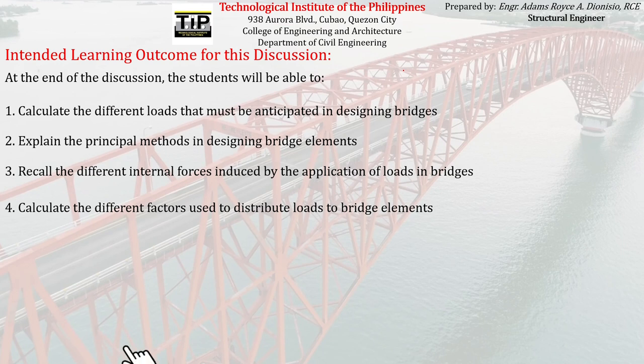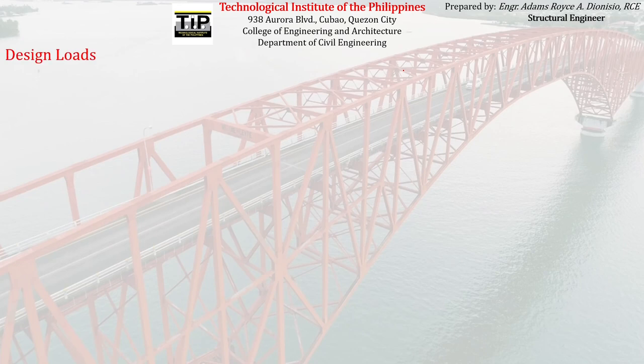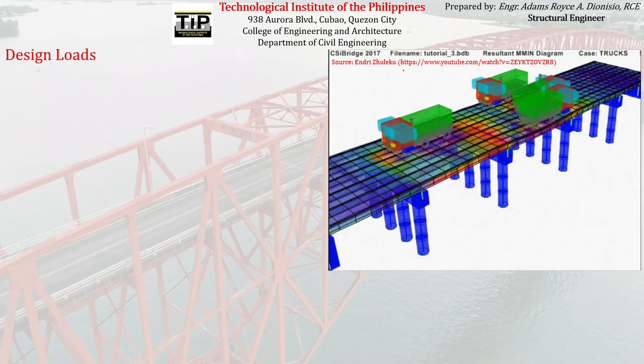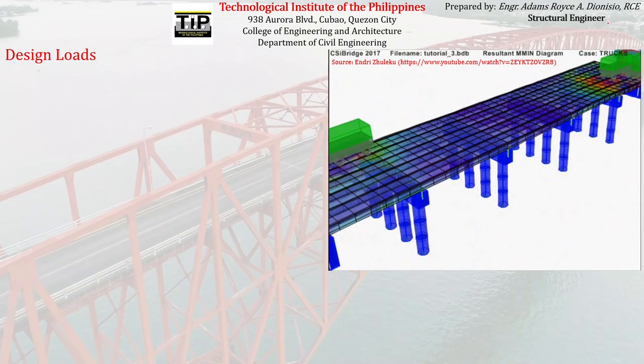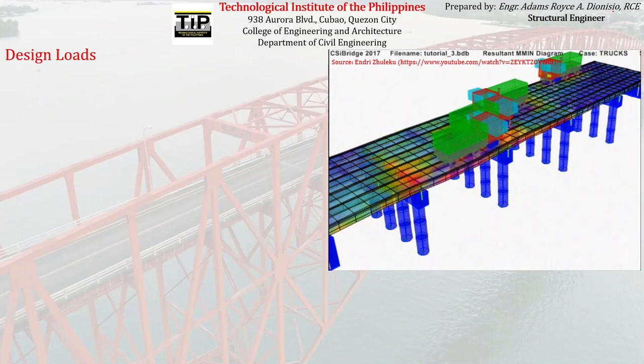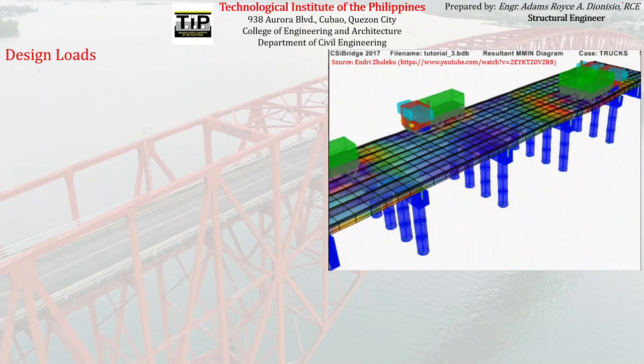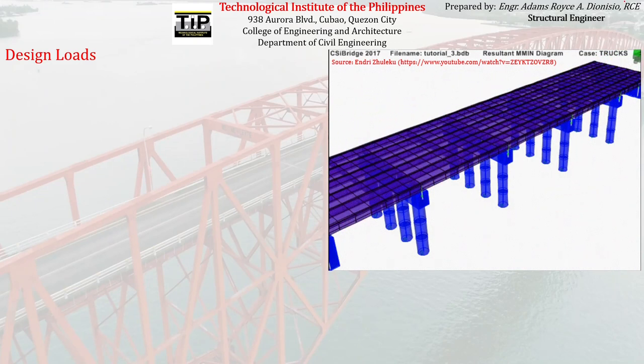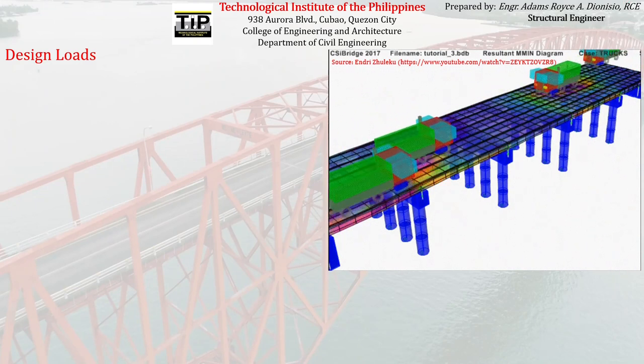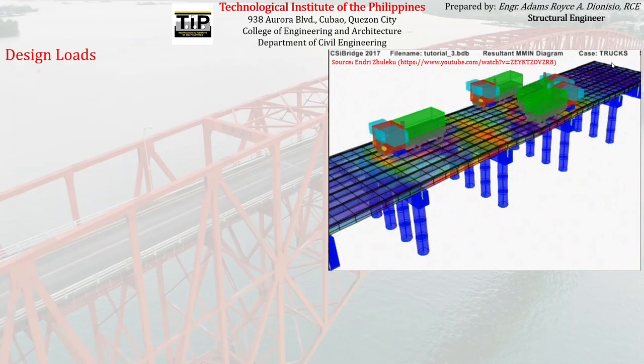Without further ado, let's address our first goal, which is for you to be able to calculate the different loads that must be anticipated in designing bridges. You can see here this is actually a model of a bridge. It is somewhat like a concrete slab bridge, since it doesn't have a primary member.